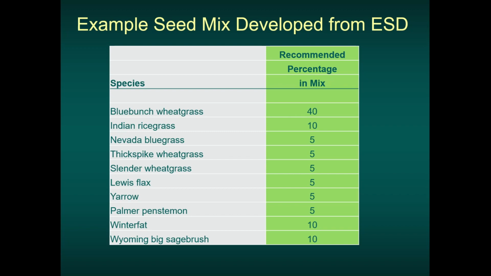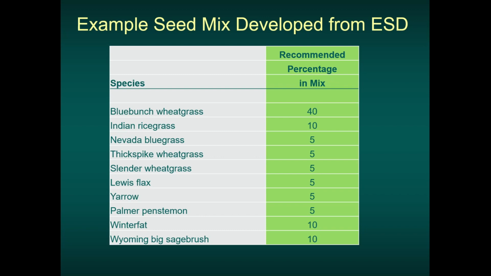So, basically here we've got a large component of bluebunch wheatgrass. I put it in at 40%. Indian ricegrass at 10% because I know it's going to do well. Then we've got some of the other grasses at 5%. We've got Nevada bluegrass, thickspike wheatgrass, again, which is rhizomatous, so I wanted that in the mix. Slender wheatgrass is one of those colonizing grasses that comes in for a couple of years very well. So we've got it at only 5%. It's going to help us capture the site, reduce erosion, and pave the way for the longer-lived natives to come in.